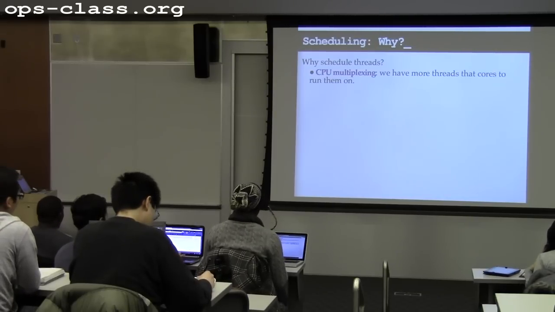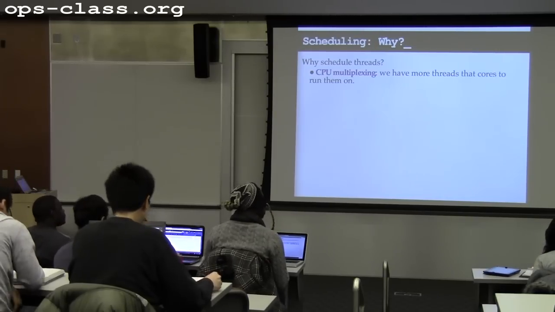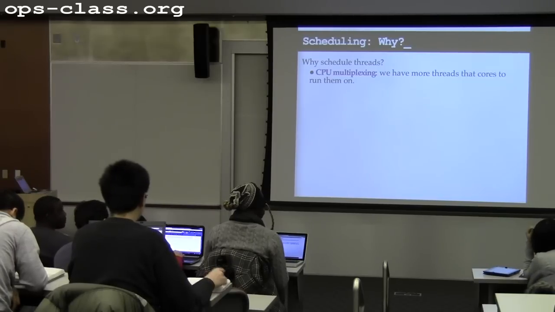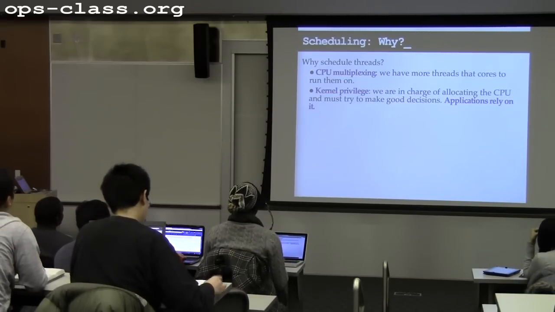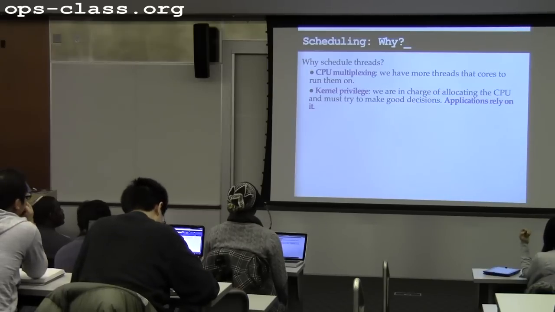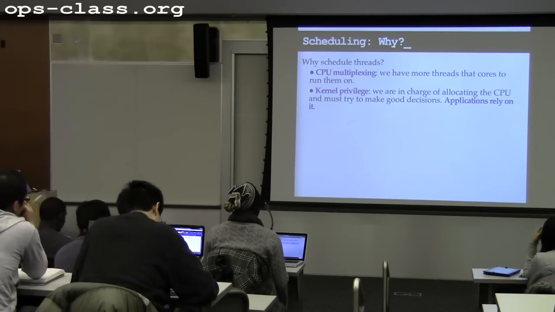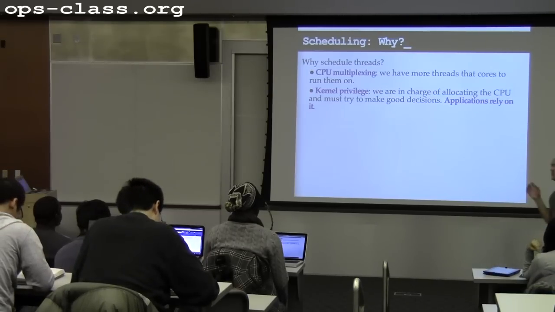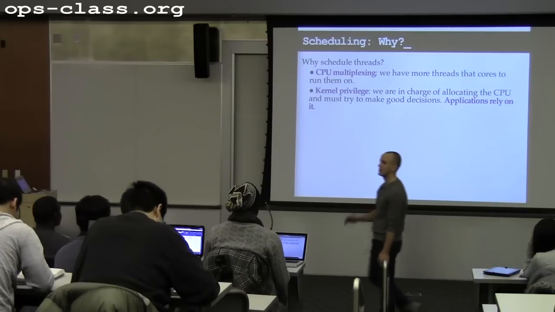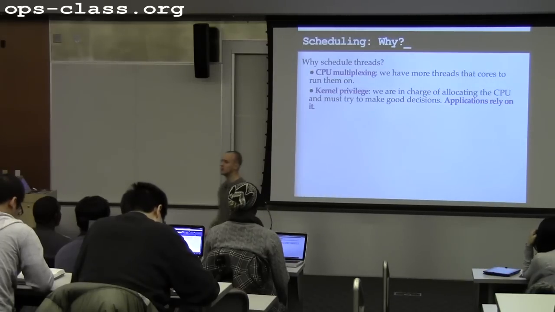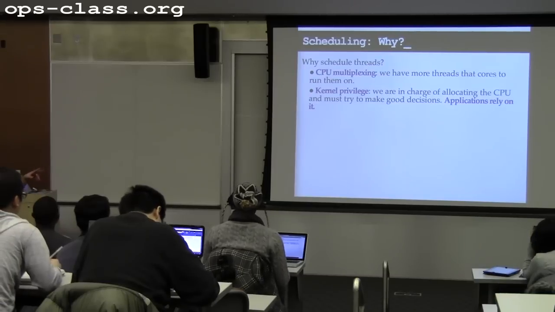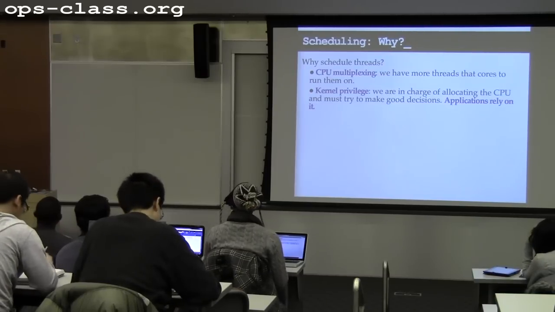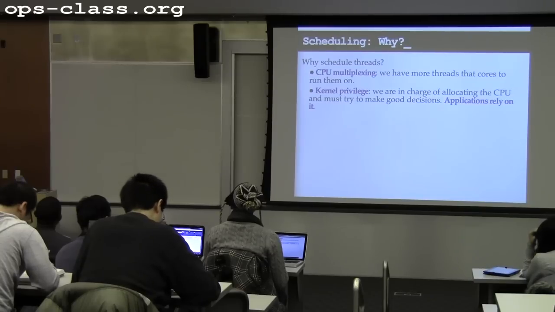Yeah. I mean, there's a couple reasons, right? First of all, we have more threads than we have CPUs to run them on, so we have to schedule. And also, this is our job. You put the kernel, your system, in charge of doing this. You said, hey, it's your CPU, you figure out who to run. I'm delegating this to you. You're the boss. So we have to do a good job of this, because application performance on your system can be very heavily dependent on scheduling and other resource allocations that kernels make.